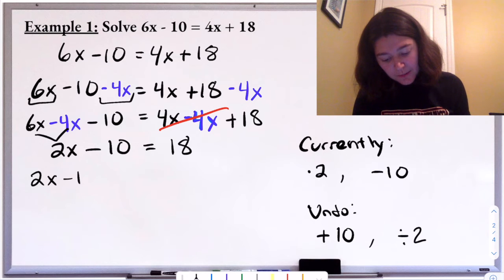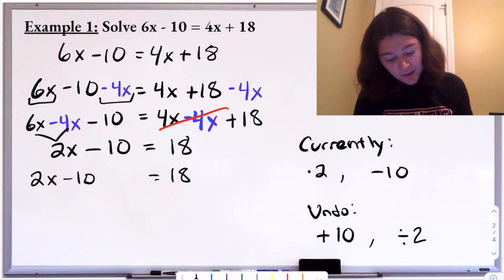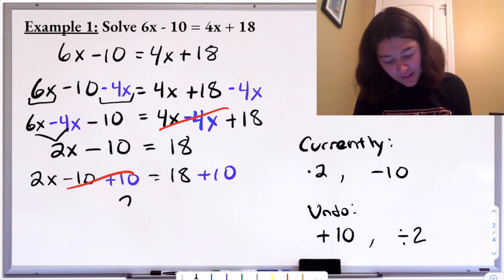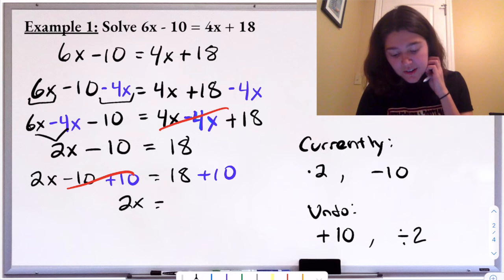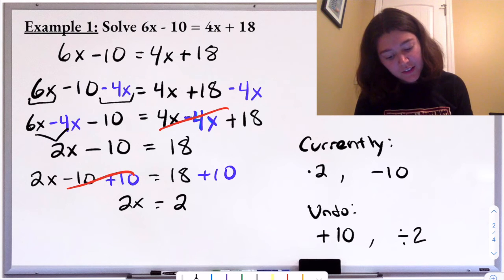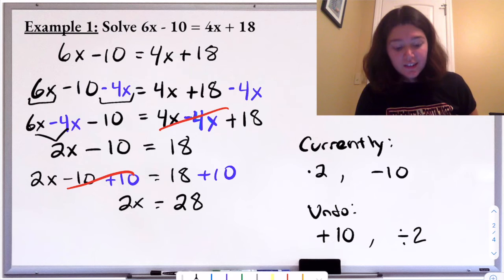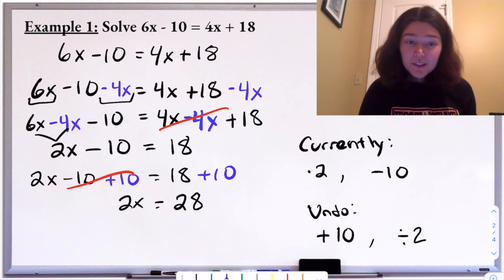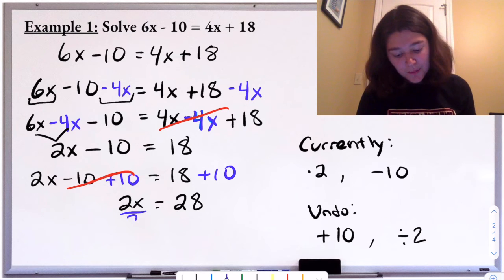Okay, so 2x minus 10 equals 18. We leave some space. We add 10 to both sides. Minus 10 plus 10, that's going to undo each other and go away to 0. We just get 2x on the left equals 28 on the right. And then x is currently being multiplied by 2. We undo that by dividing by 2. And we get x equals 14.